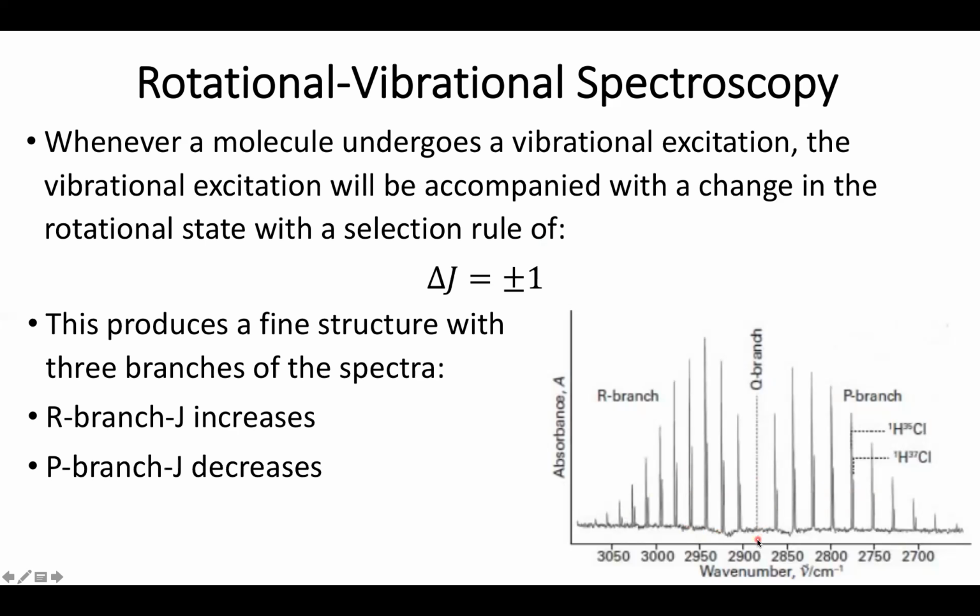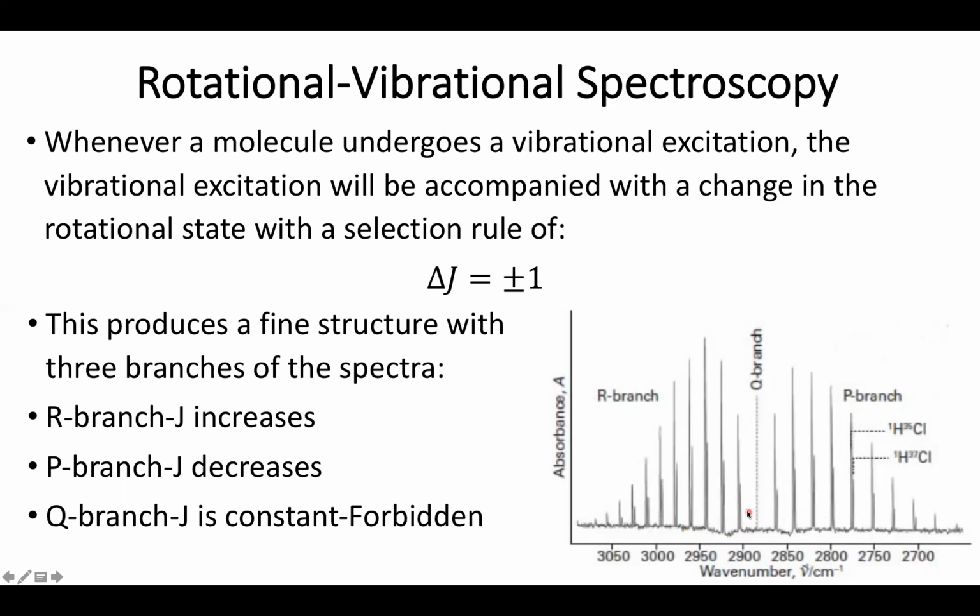And then the last doesn't occur most of the time, and it's called the Q branch. This is where J doesn't change. This is classically forbidden because whenever you absorb light, you need to change the angular momenta of the relevant molecule. So usually this is going to go into rotational modes. Sometimes, under select circumstances, you can actually generate a Q branch. And we'll talk about that in a bit.